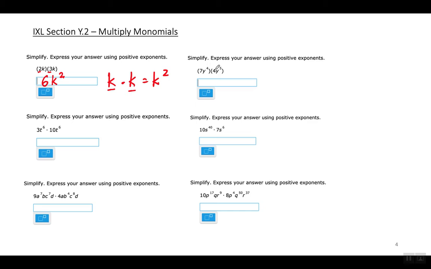In this one, I do 7 times 4 because I multiply the number times the number. 7 times 4 is 28.